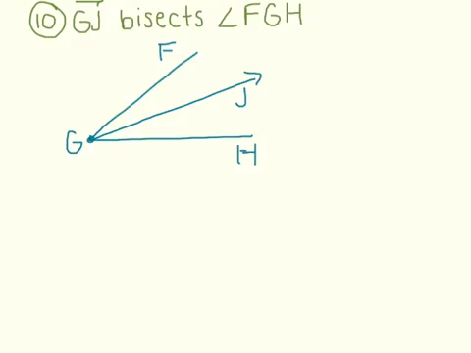And the other important thing to know here is if this bisects, that means it cuts into 2 equal pieces. So when we mark this, we want to mark that this and this are equal to each other. Okay, that's going to be important to know. Then it gives us some measurements. It says that FGJ, so FGJ would be that angle there, FGJ is 7x minus 9. And HGJ is 2x plus 36.